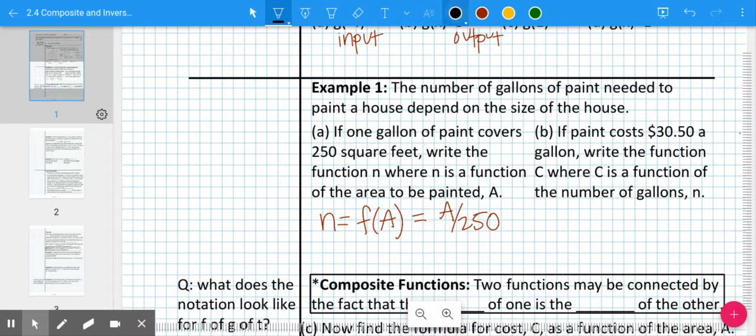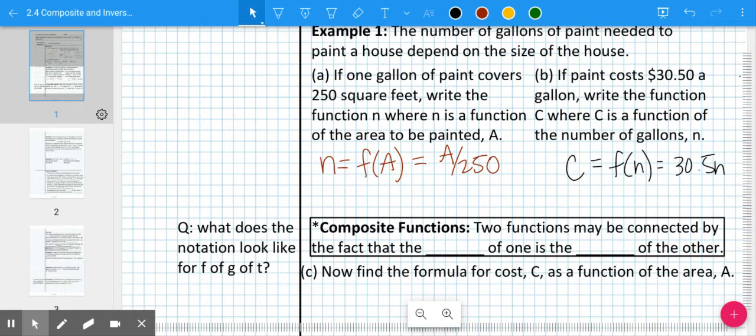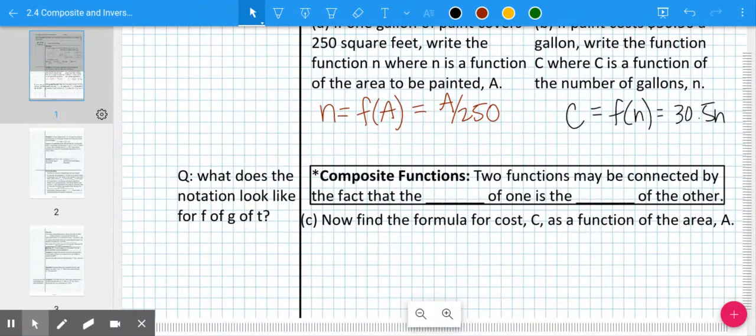So we want a new equation, an equation C, where C is a function of N, the number of gallons, and we can find C by going 30.5 times N. In this case, N is the input and C is the output. What I can do is I can put two functions together and create a third function. That is called composite functions. Two functions may be connected by the fact that the output of one is the input of the other.